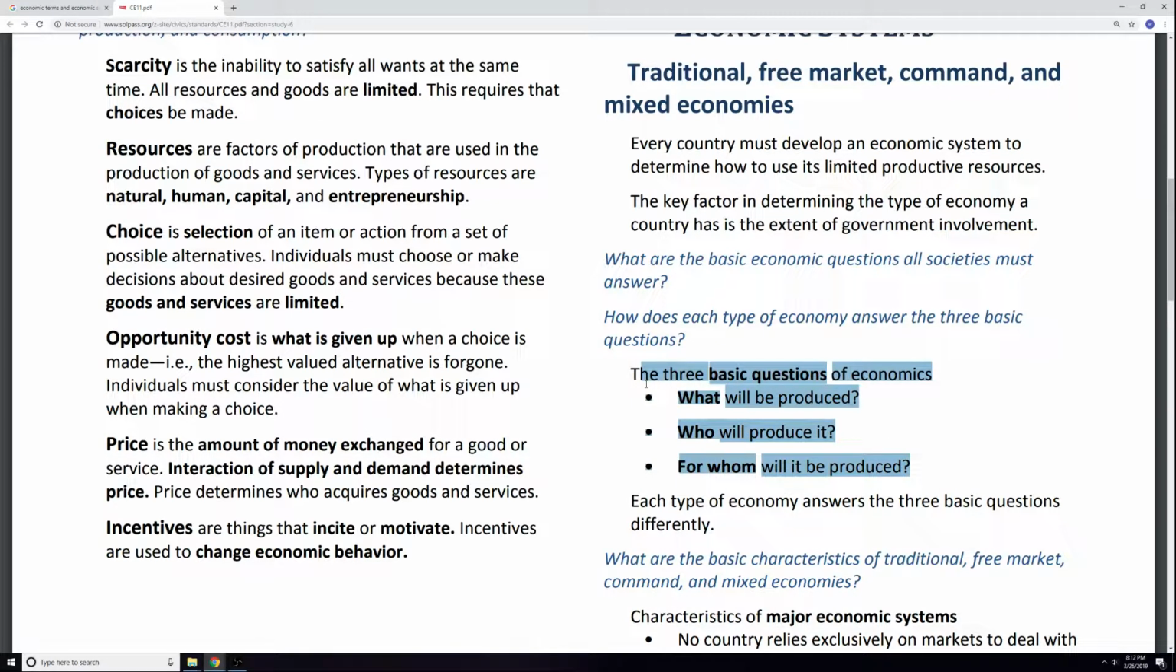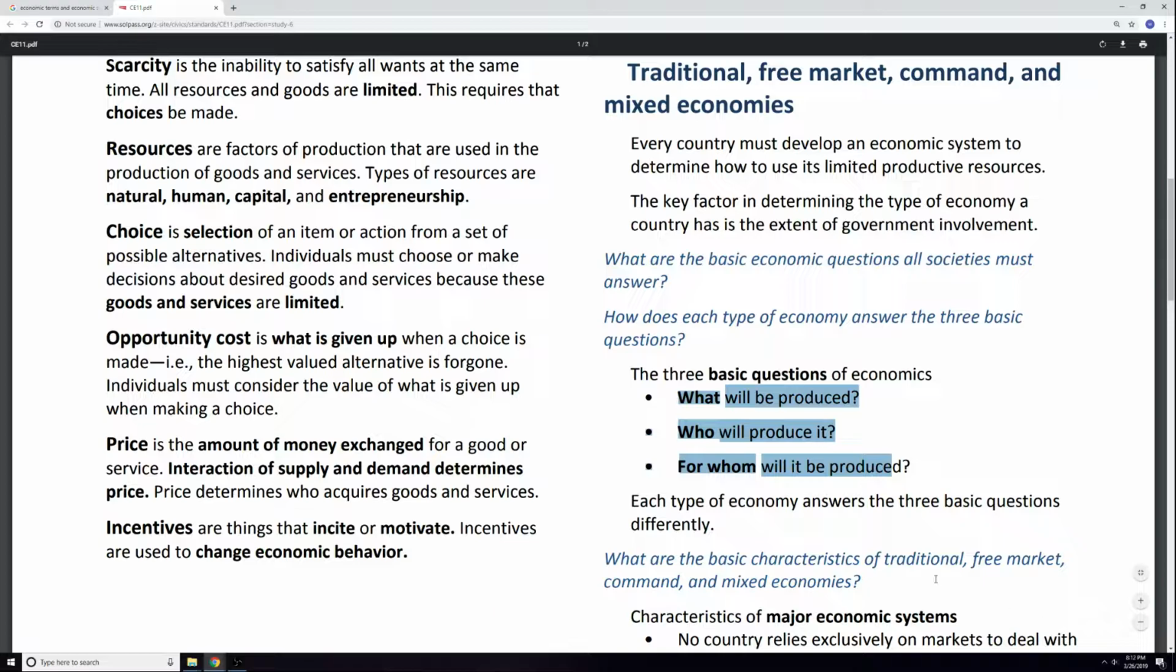3 basic questions, which honestly I think you guys remember for the most part. What will be produced? Who will produce it? For whom will it be produced? I'll tell you right now, this is going to be a multiple select question. So I'm going to have these 3 things on there along with like 3 or 4 other options, and you're going to have to choose all 3. So what, who, and for whom?